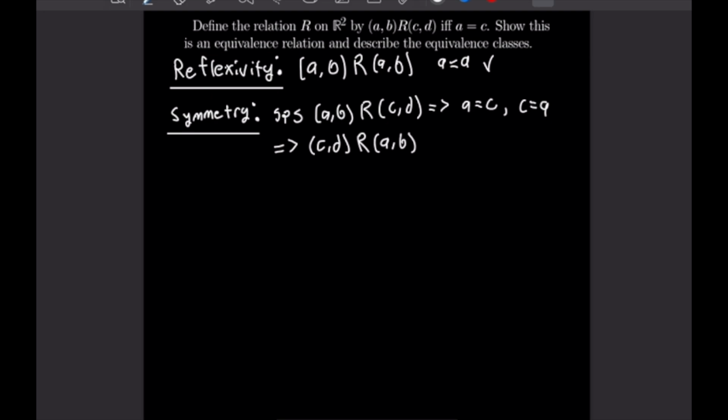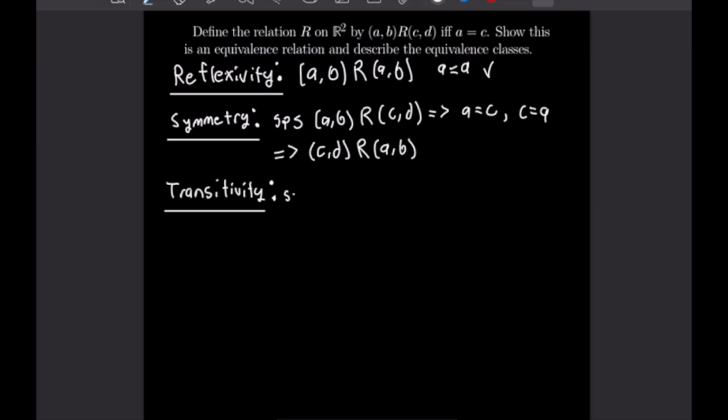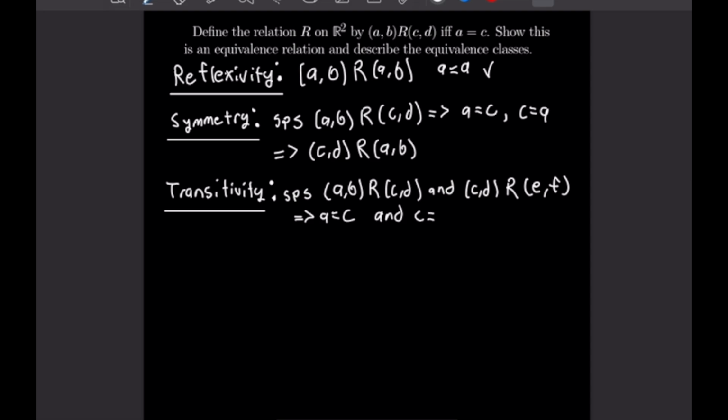Okay, great. So now let's prove transitivity. For transitivity, we are going to suppose that we have the following relationships. We have that (a, b) is related to (c, d), and that (c, d) is related to (e, f). Well, what does that mean? That means that a is equal to c, and c is equal to e. But that means by the regular transitive property that we have a is equal to e, which means that (a, b) is related to (e, f). Great.